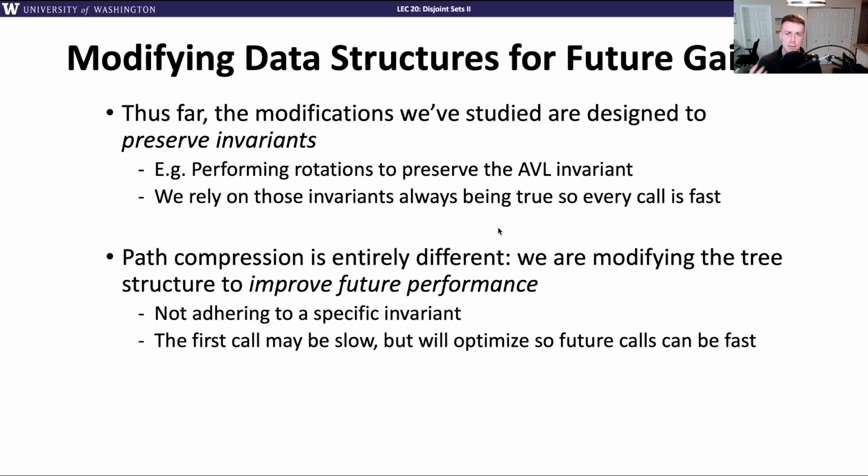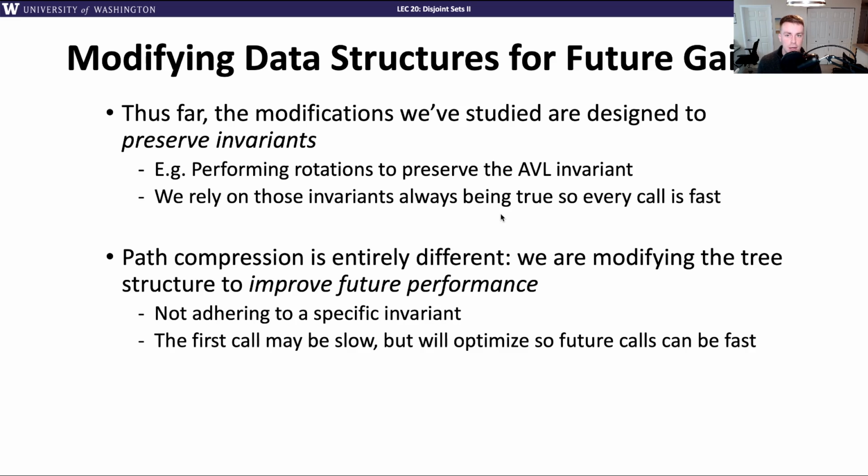Now, before I explain what path compression is, I want to explain a high level takeaway for what we're going to try to accomplish here. So far, everything we've done has always been about preserving invariants. We've always had some invariant in our structure, and we wanted to make sure that if we ensured that invariant, then we would hopefully have efficiency, like the AVL invariant.